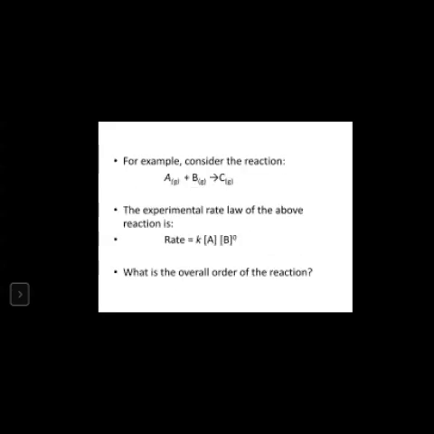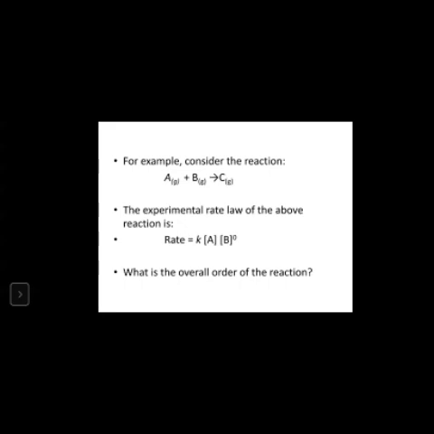For example, consider the reaction A reacting with B to give C. The experimental rate law for the above reaction, I told you, rate is equal to k, A raised to a power, and B raised to power 0. From that example, you can see the order with respect to B is 0. Anything raised to power 0 is 1, so you can even leave it out of the equation. The order with respect to A is 1.